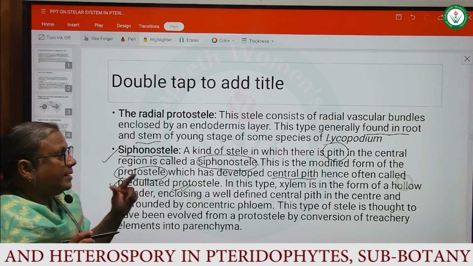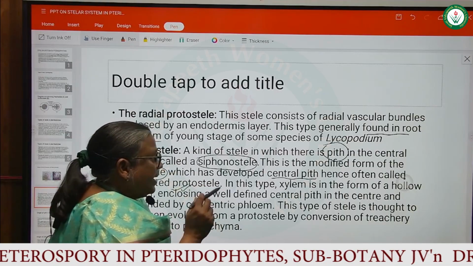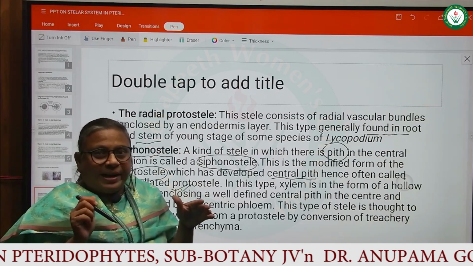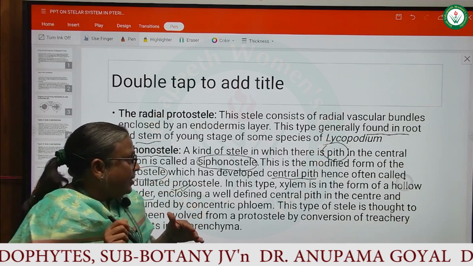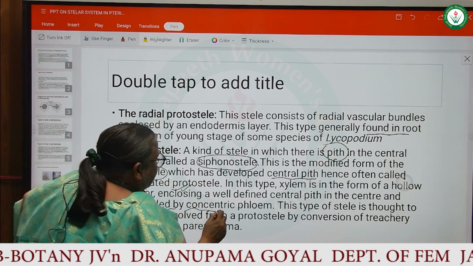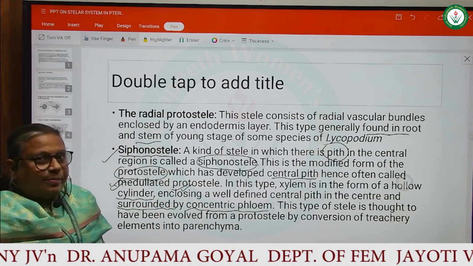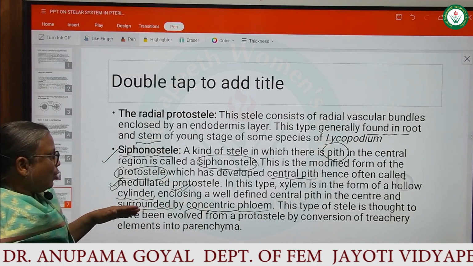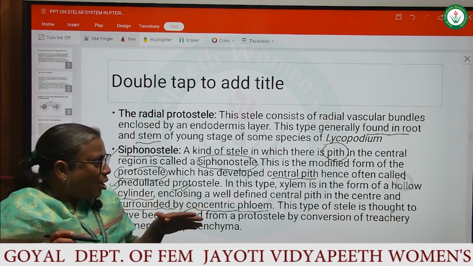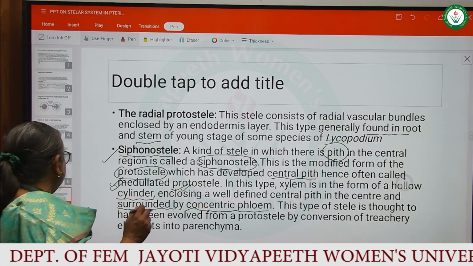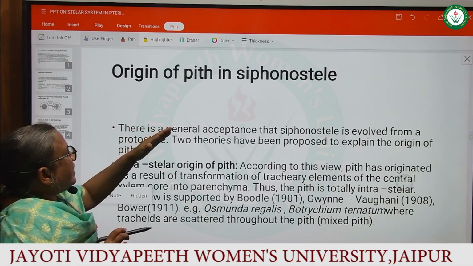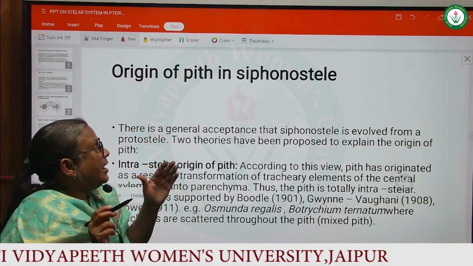In this type, the xylem is in the form of a hollow cylinder enclosing a well-defined central pith, and the xylem is surrounded by concentric phloem. This type of stele is thought to have evolved from a protostele by the conversion of tracheary elements into parenchyma. Now I talk about the origin of pith in siphonostele.